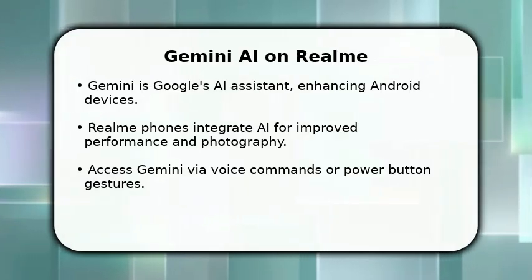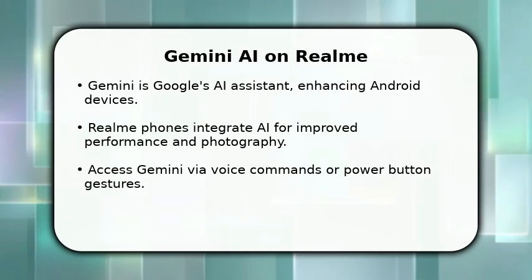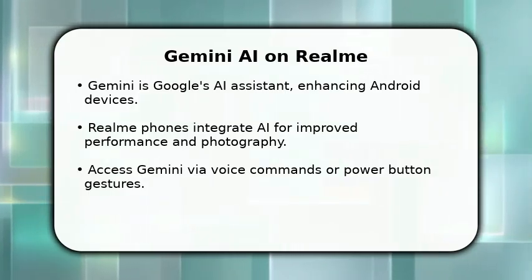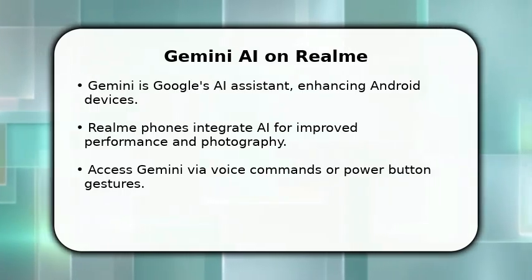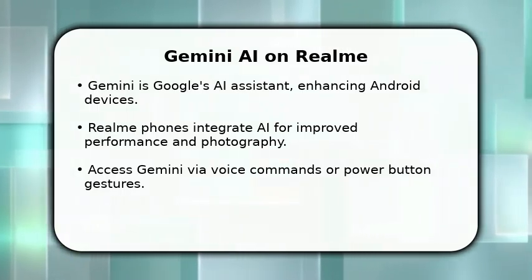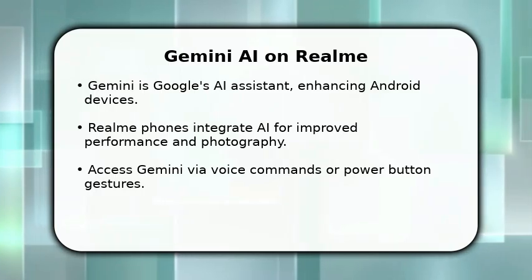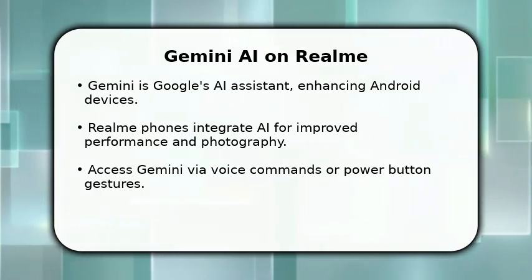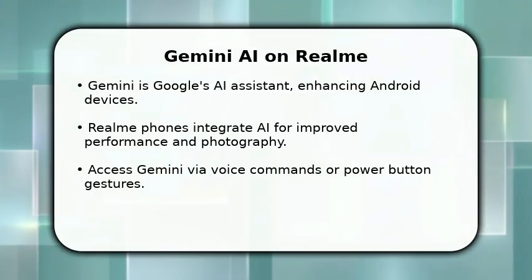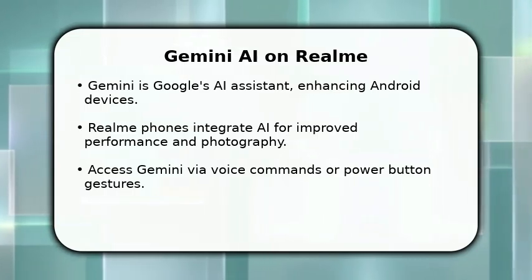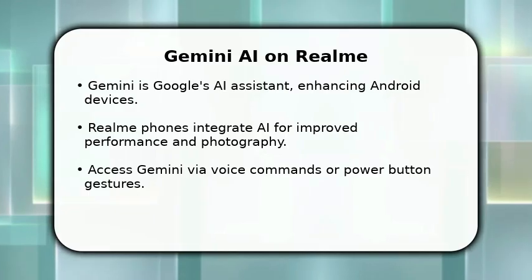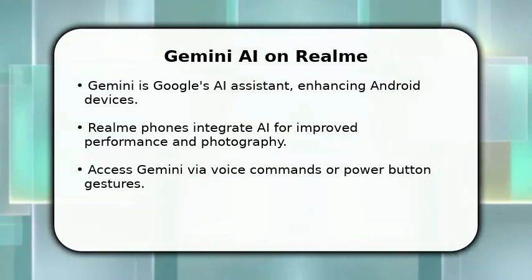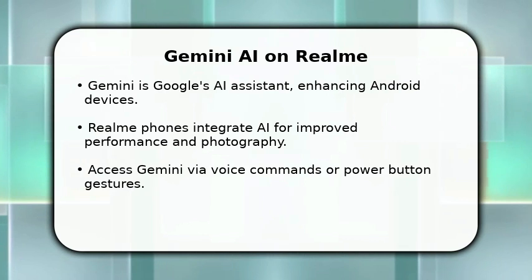In this video, I will explain how to use Gemini AI in Realme. First, understand that Gemini is Google's advanced AI assistant, designed to enhance your Android experience. Realme devices are increasingly integrating AI to boost performance, photography, and personalization. You can typically activate Gemini using voice commands like, "Hey Google," or by configuring a power button gesture. Let's dive into the setup process.